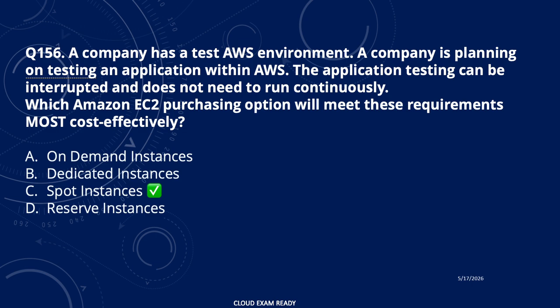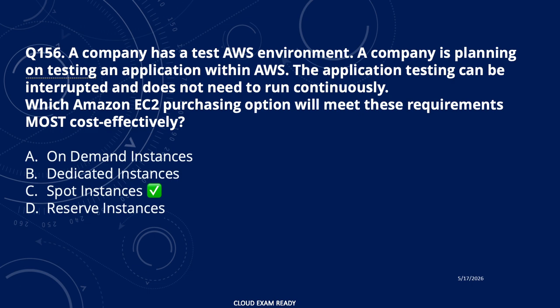Okay, so spot instance can be interrupted and it does not need to run continuously. On-demand instances, you can run continuously without any interruption. Dedicated instances will be dedicated to you. And for reserve instances, we need a 1 year or 3 year commitment, so it will be costly. But the spot instances are 90% cheaper than on-demand instances.